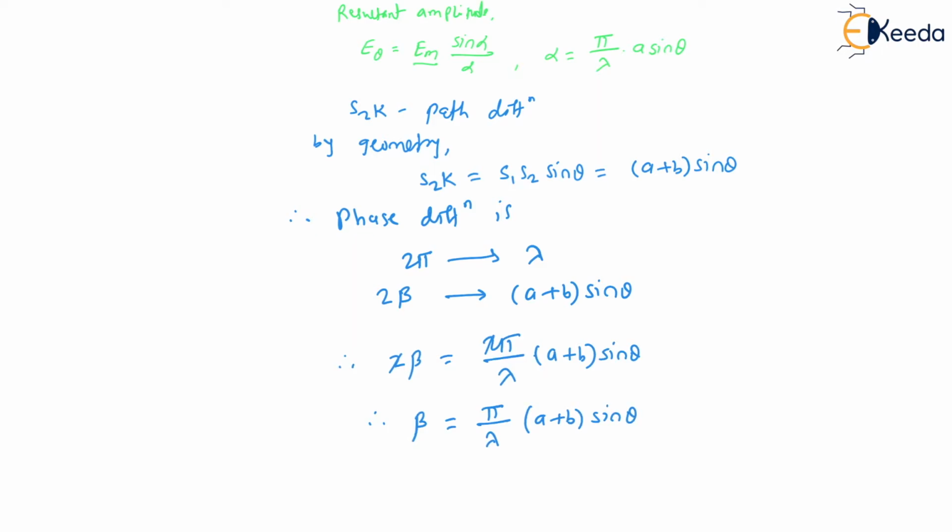Now remember, this alpha and beta both are different. They are not the same. You can easily observe these two equations. Here, alpha belongs to diffraction, and beta belongs to interference. So now we will find out the resultant amplitude at point P.